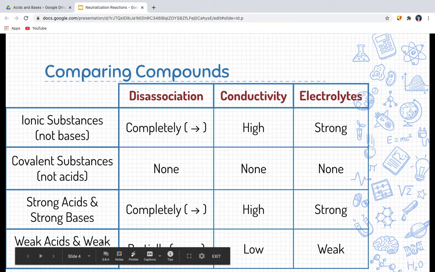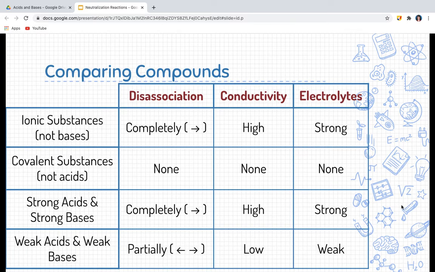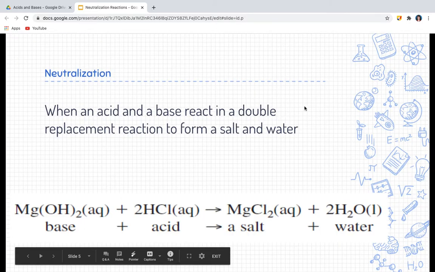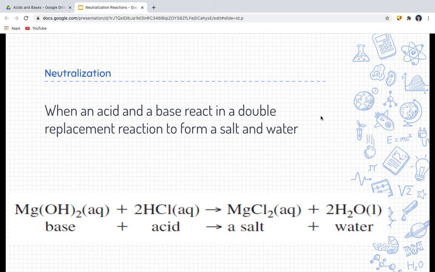Whereas weak acids and weak bases partially dissociate, so they're going to have an equilibrium, which is a totally different unit that's going to be at the end of this semester. Their conductivity is low, so they still conduct a little bit of electricity, and we call them weak electrolytes because they weakly conduct electricity. So neutralization is what happens when an acid and a base react in a double replacement reaction to form a salt and water.